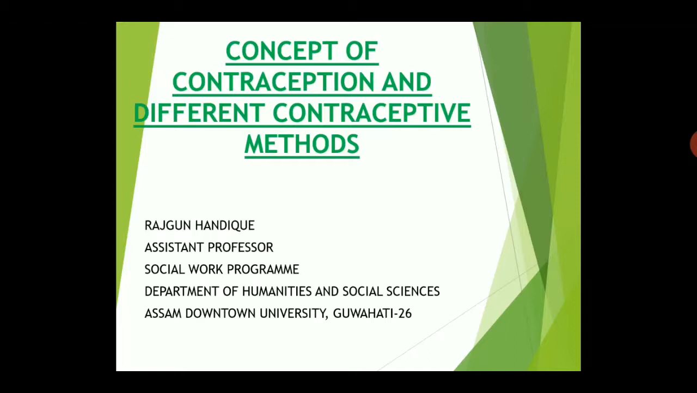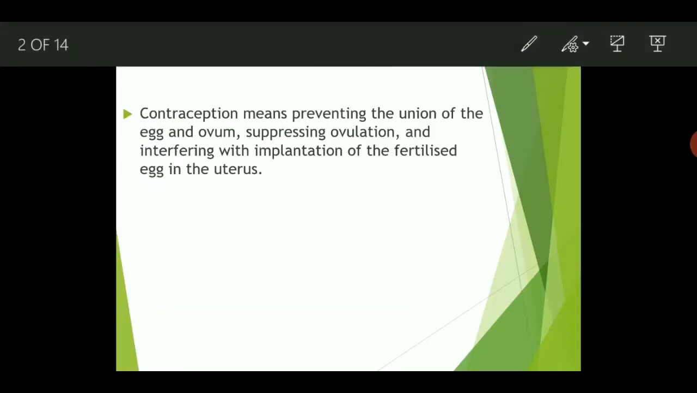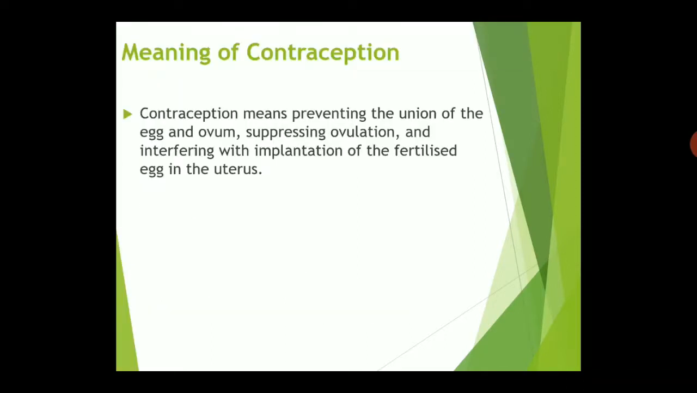Today in this PPT, we will be discussing the concept of contraception and also the different methods of contraception. Meaning of contraception. Contraception means preventing the union of egg and sperm, suppressing ovulation, and interfering with the implantation of the fertilized egg in the uterus. In simpler terms, contraception means preventing pregnancy.